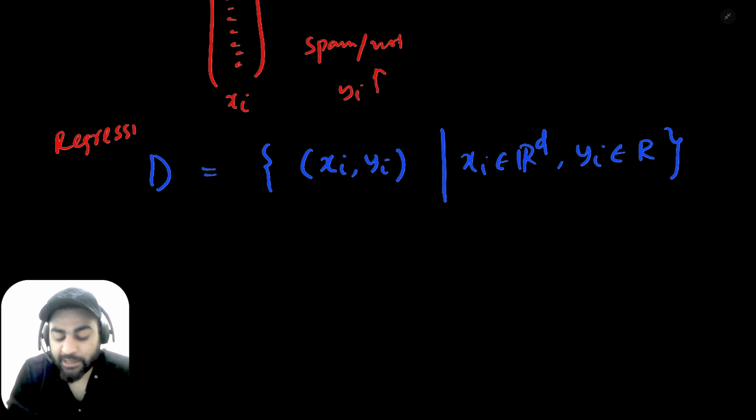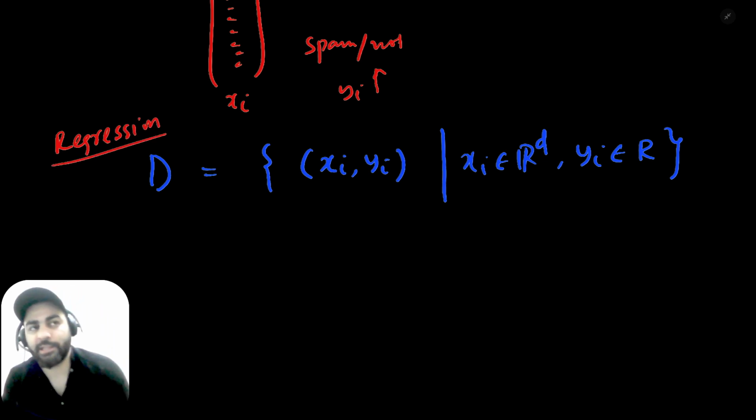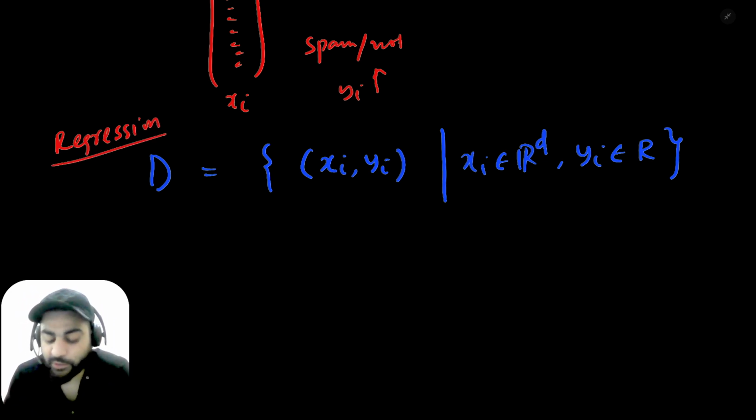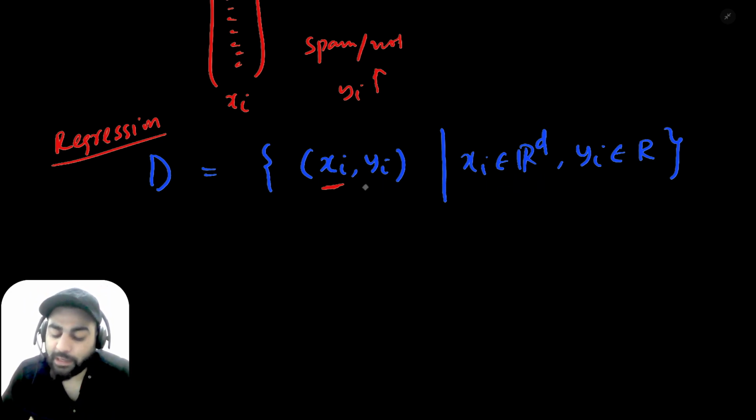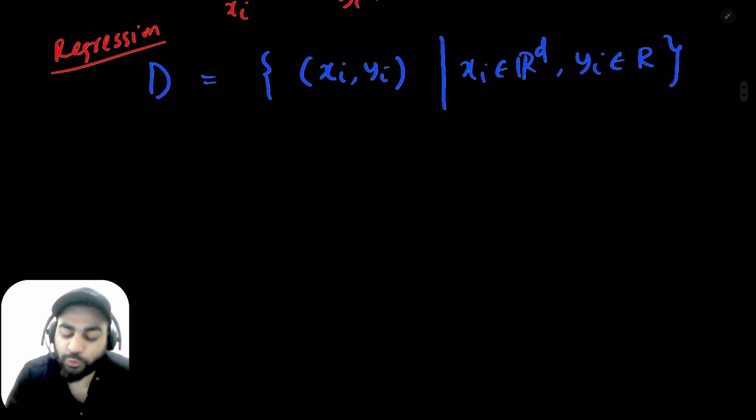I'm revising these terms again and again so that they get ingrained in your brain, so that if somebody says regression, this equation should pop up in your head. We have a point xi and a label yi, xi belongs to Rd, that means it's a d-dimensional vector, and yi belongs to R, that means it takes a continuous value from the real numbers. Now I want to adapt my KNN so that it works for regression. So I can say KNN for regression.